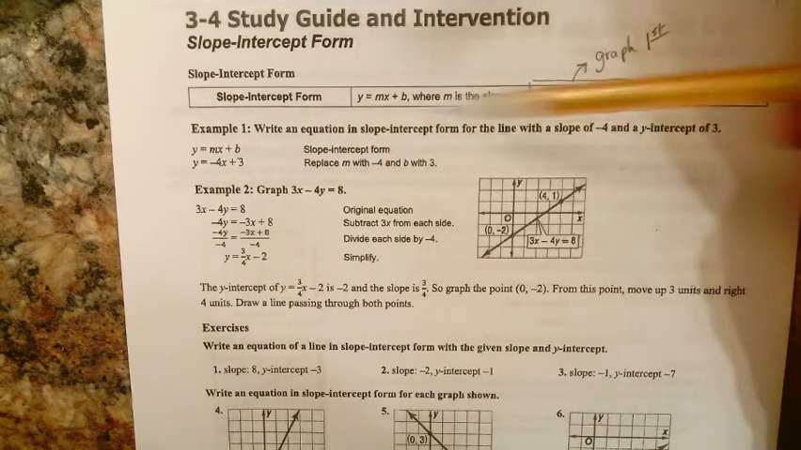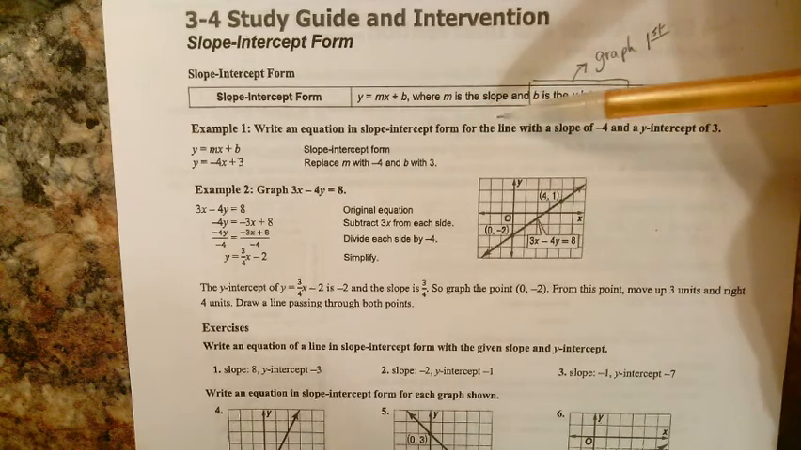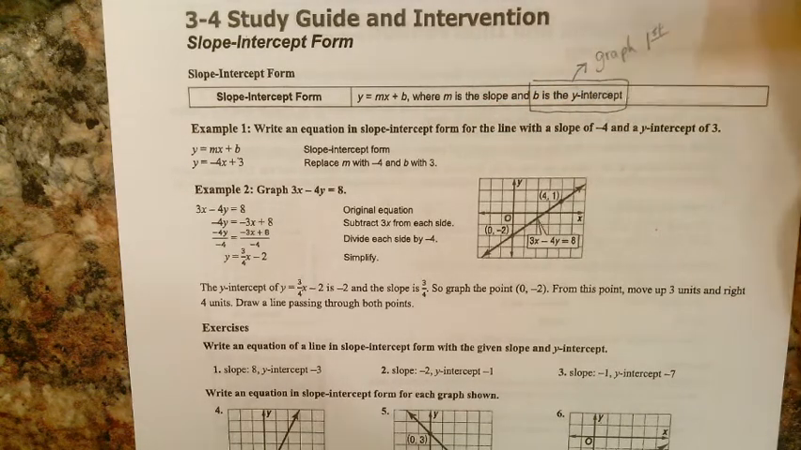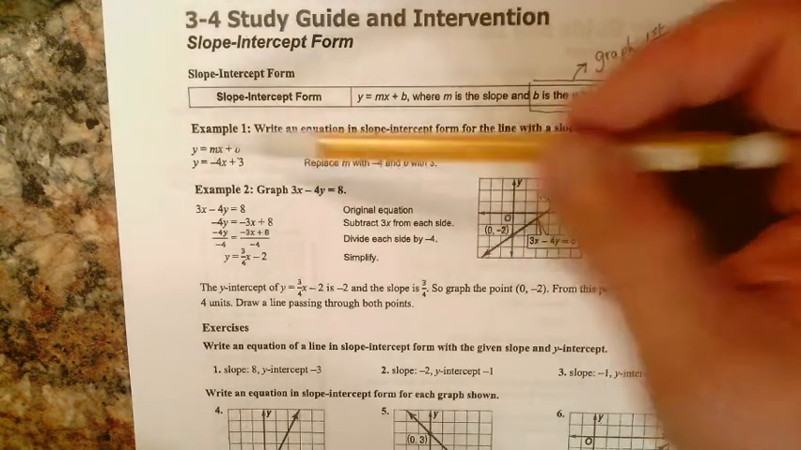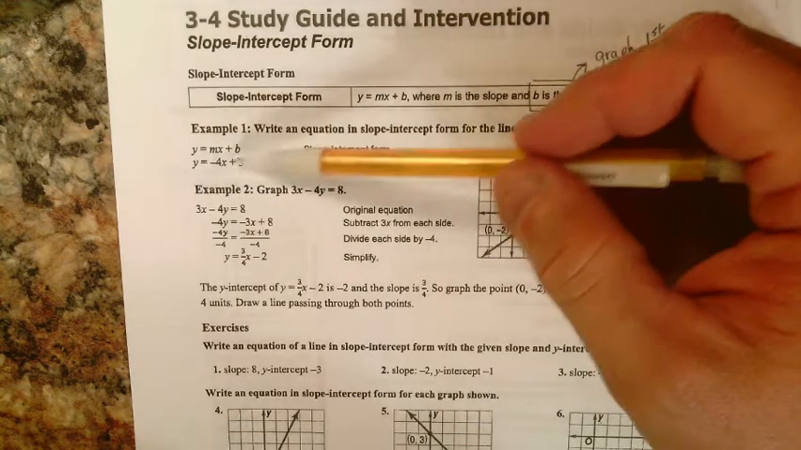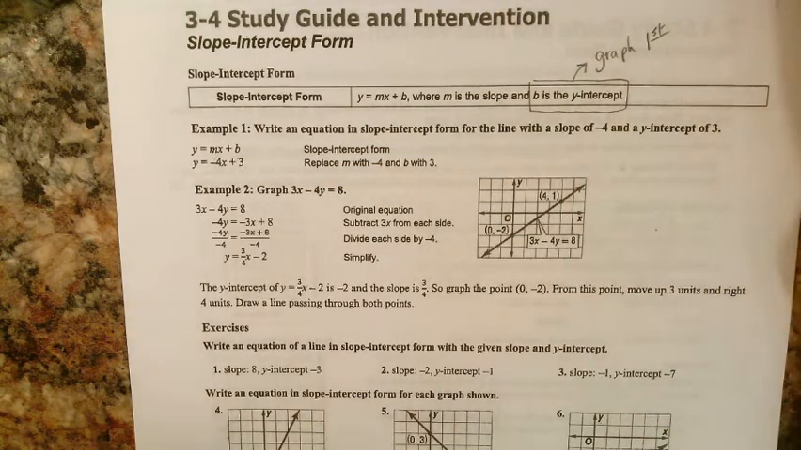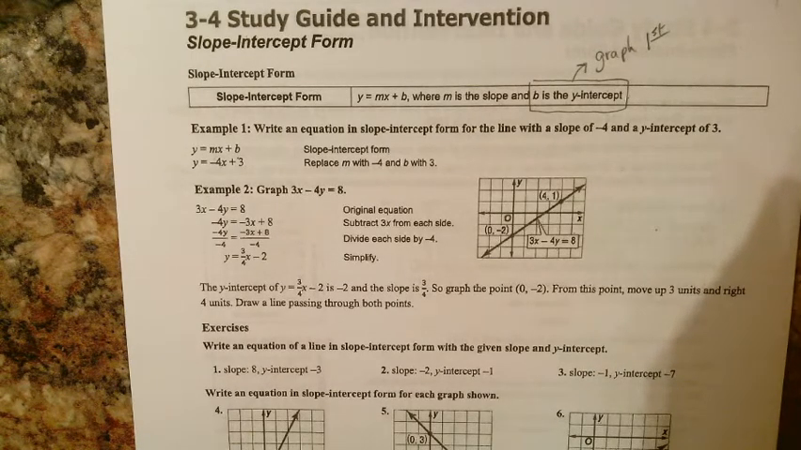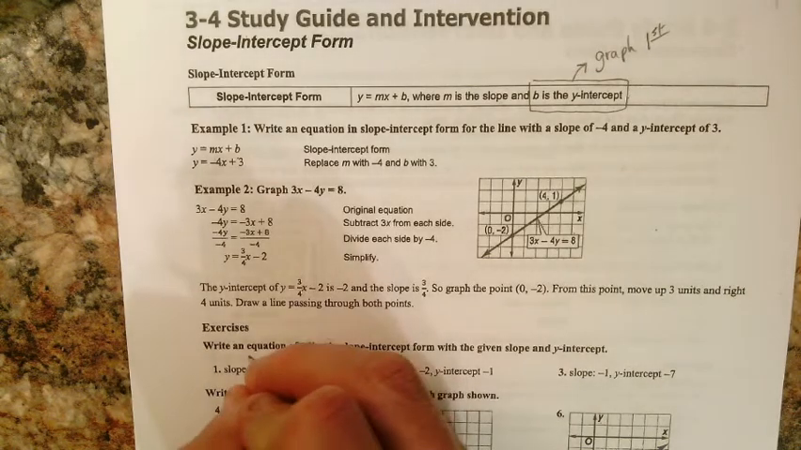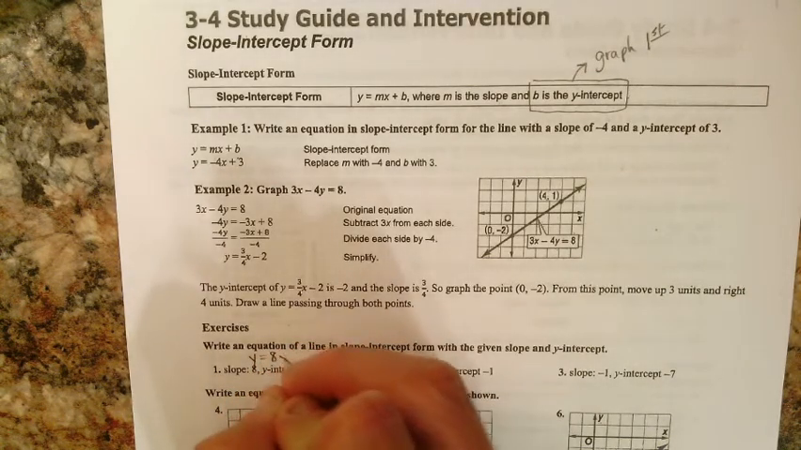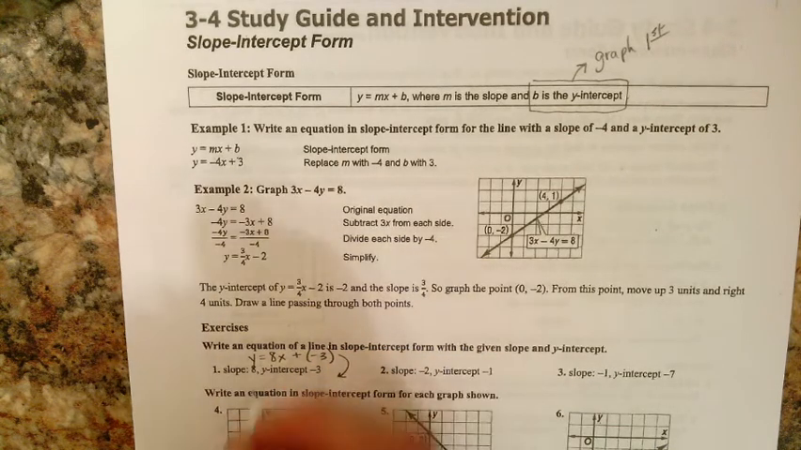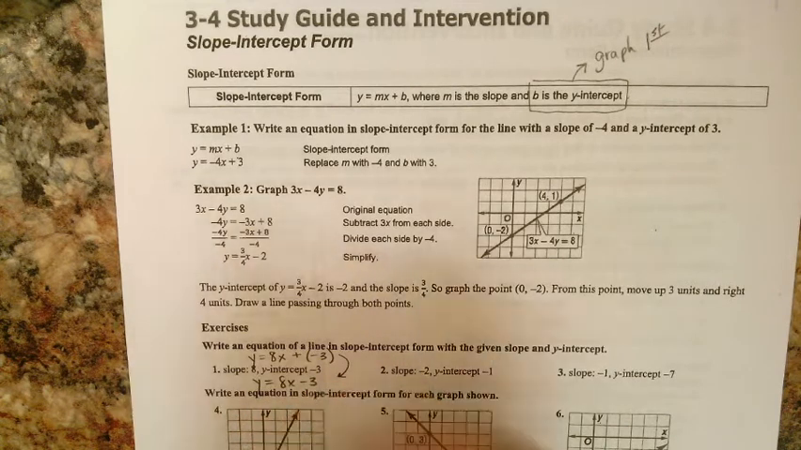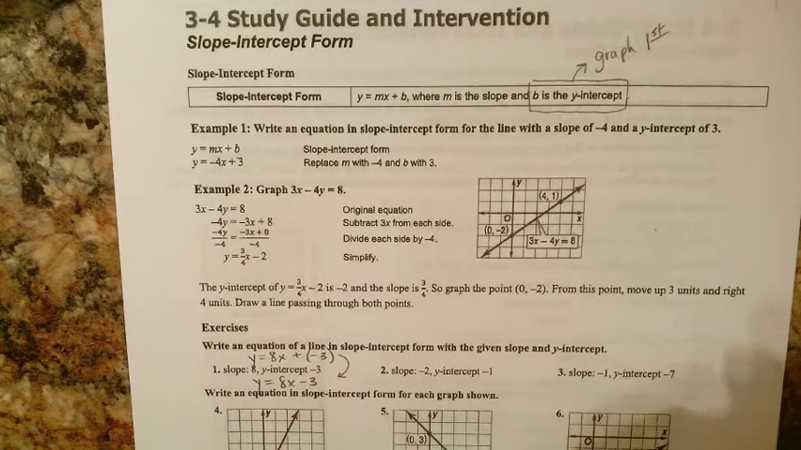Example 1 says write an equation in slope-intercept form for a line with a slope of -4 and a y-intercept of 3. So all we're doing is taking the slope, -4, and plugging it in for the m, and the y-intercept, 3, and plugging that in for the b, and that's it. Looking at number 1 down here, it says the same thing. Y is equal to the slope plus the y-intercept. I'd prefer you write it like this, y equals 8x minus 3. That really cleans it up and makes it look nice.